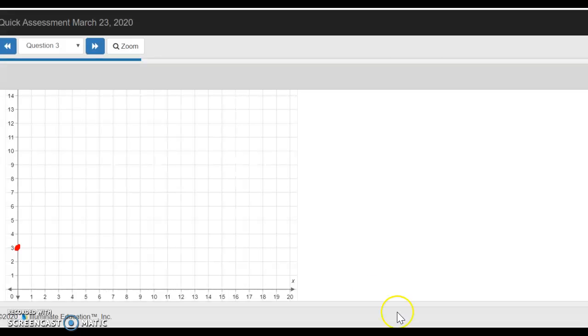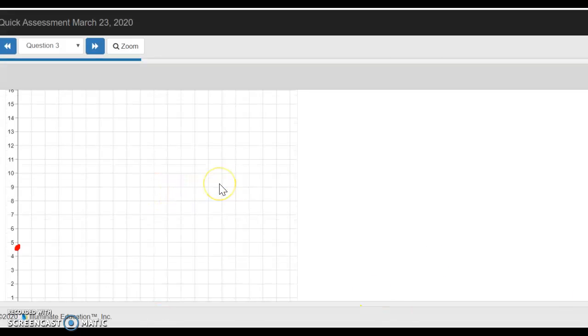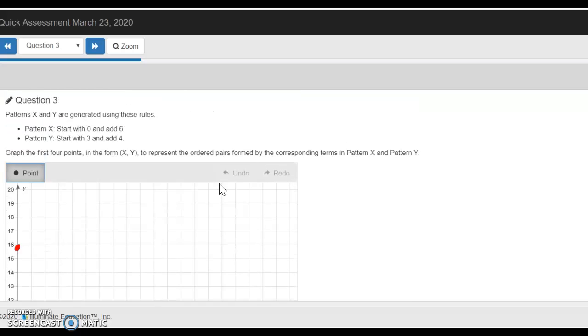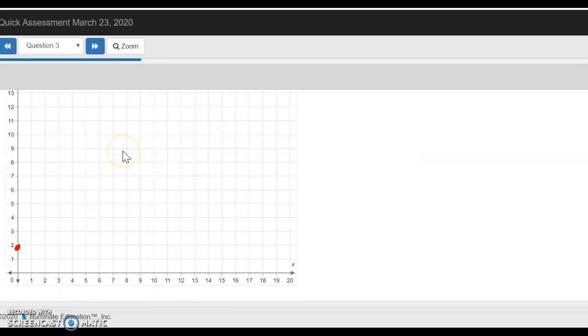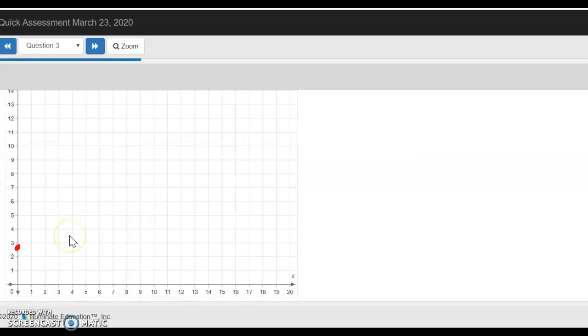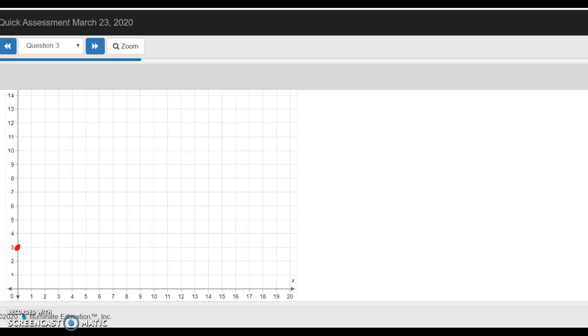Now what I want to do is I want to go back and I want to look at the rule. Now it'll move a little bit, which is fine. It says add 6 on the X axis and then add 4 on the Y. So what I'm going to do is I'm going to move it over and I'm going to go over, it said add 6.